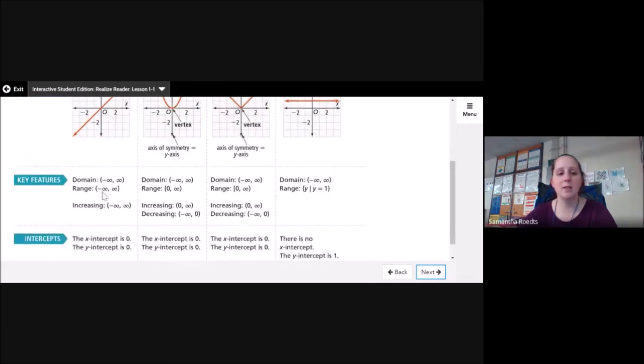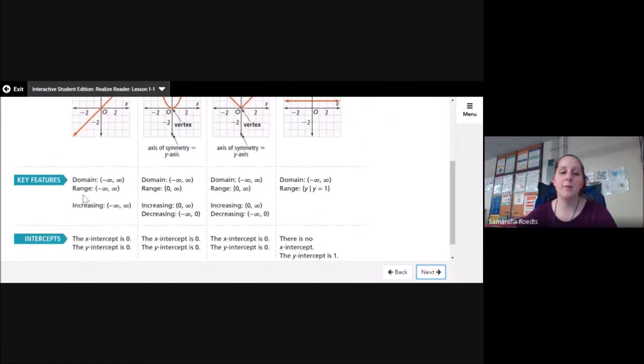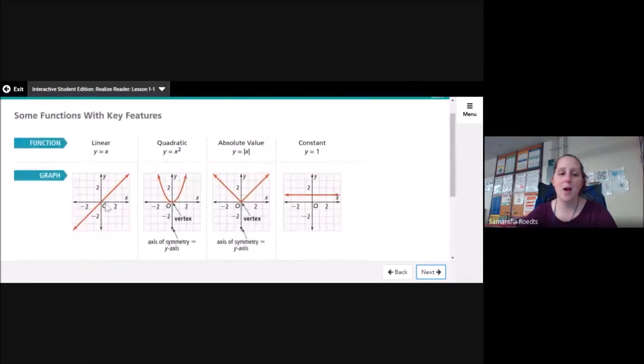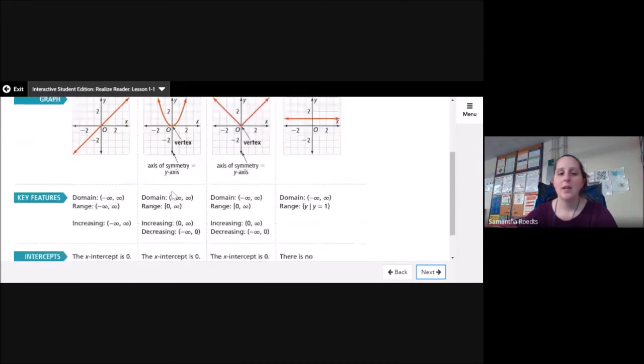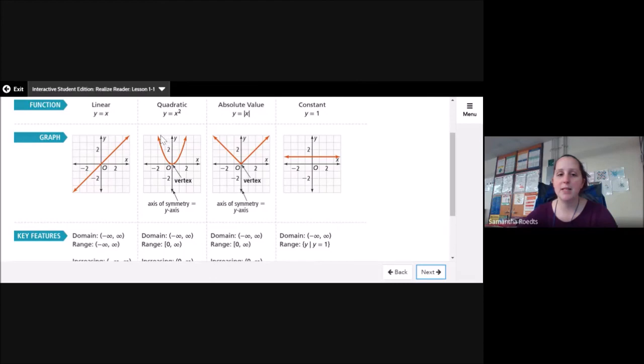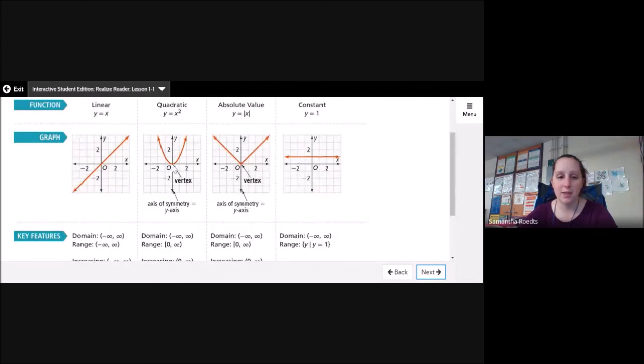Okay, so I have domains. My domain for a linear function is usually -infinity to infinity, and my range is -infinity to infinity, and it's increasing or decreasing. It's never both. So in this case, it's increasing because it's going from left to right upwards. The x-intercept is 0, and the y-intercept is 0 in this case. Okay, so my quadratic domain is -infinity to infinity. My range is 0 to infinity. That's the y value. It's increasing from 0 to infinity, but it's decreasing from -infinity to 0. Okay, the x-intercept and y-intercept are both 0.